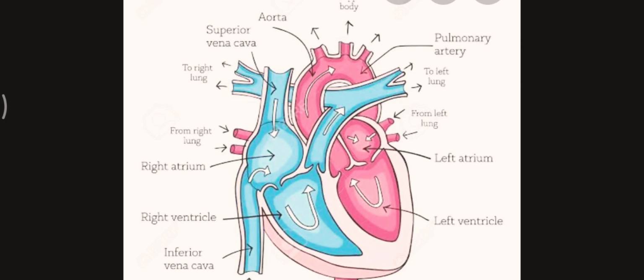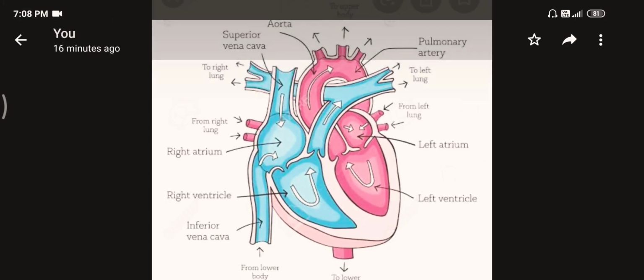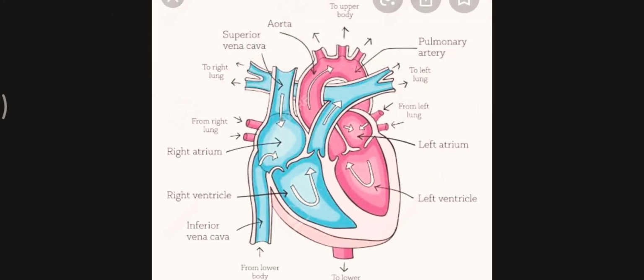Now come to the next, the pulmonary artery. The word pulmonary is related to lungs. So this is the artery that carries the blood from the heart to the lungs. But this is an exceptional artery. Generally for an artery you have learned that it carries oxygenated blood. But here the pulmonary artery carries deoxygenated blood from the heart to the lungs, where it gets oxygenated.